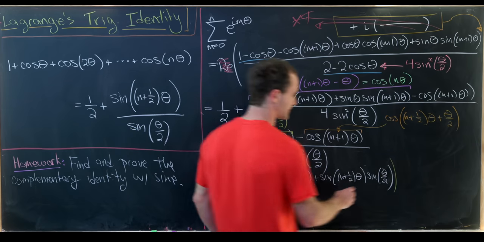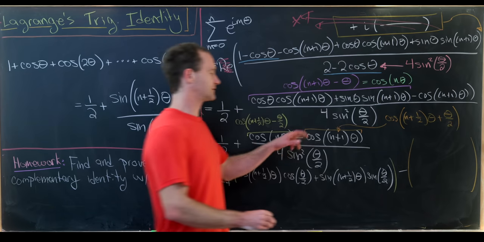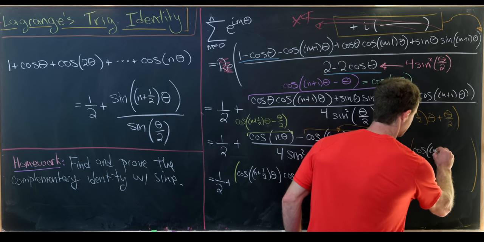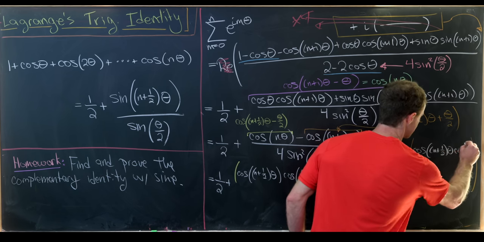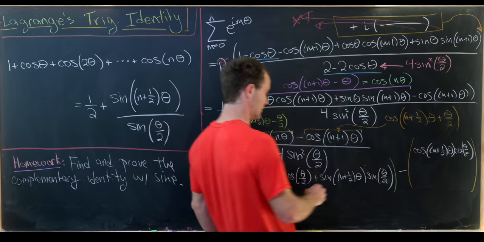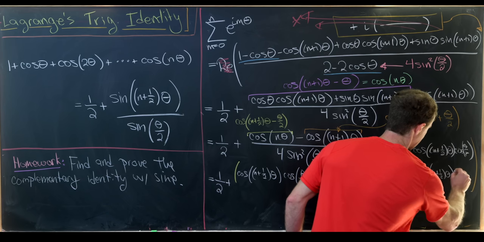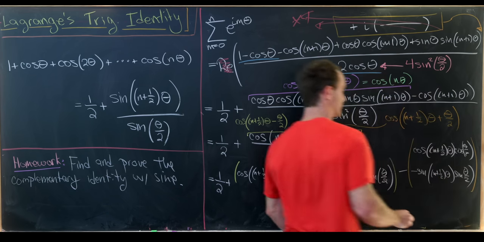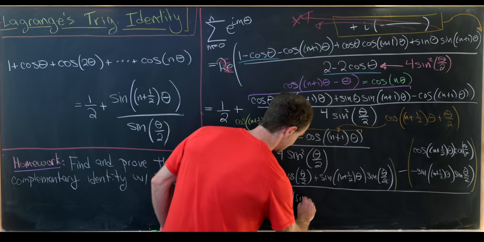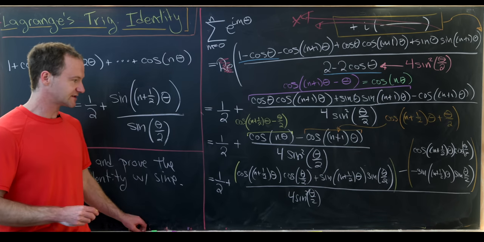And then let's see what comes from the orange parentheses. So we'll have minus, and then I'll put a big orange parentheses from coming from those orange terms. So that'll give us the cosine of n plus 1/2 theta times the cosine of theta over 2. So that'll be the first term. And then we'll end up with minus the sine of n plus 1/2 times theta times the sine of theta over 2. And then this is all happening on top of 4 times sine squared of theta over 2. Okay, so now let's see if we can cancel some things out.